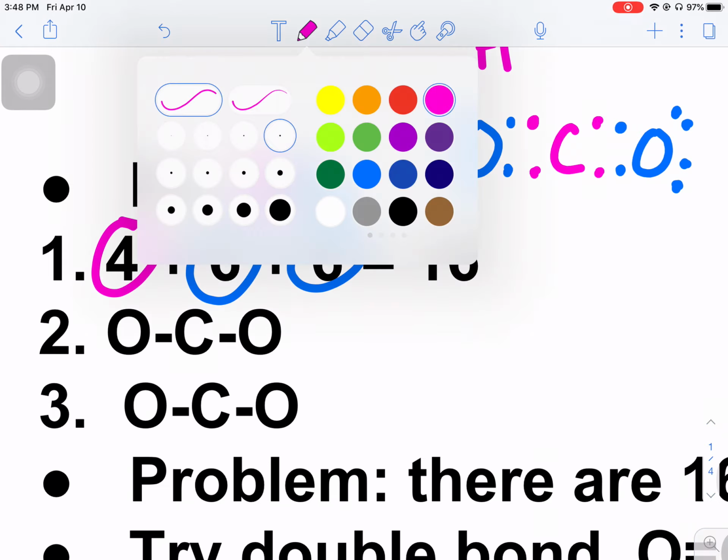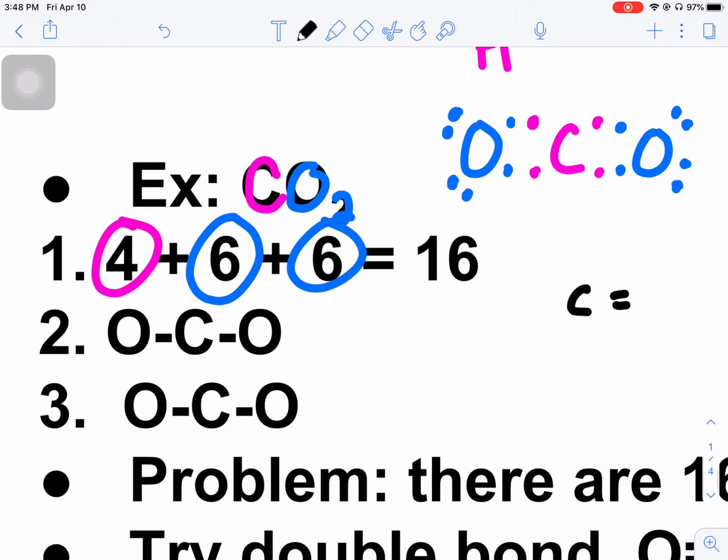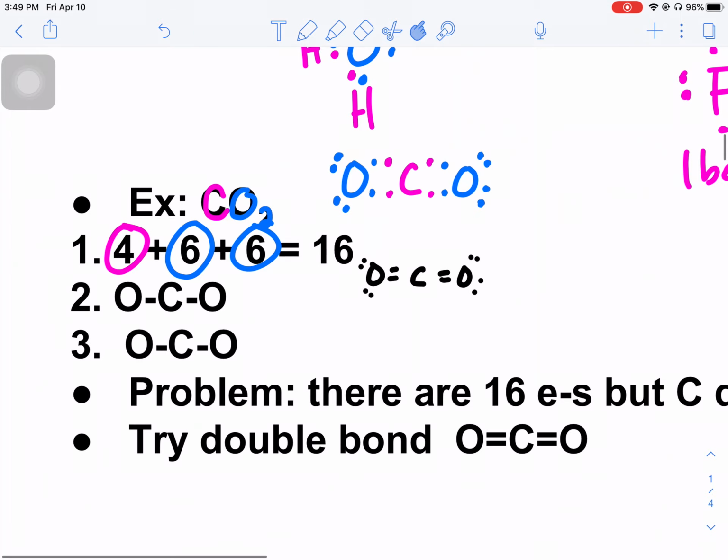So what I could do to clean things up for you guys a little bit is draw it like this. I do like you guys to show unshared pairs, especially in the beginning stages of drawing Lewis structures. And remember, a line represents two electrons. So that would be the structure for carbon dioxide. And if you count the dots, you should get up to 16. Remember, one dash represents two dots. So regardless of what structure you're looking at, you should get up to 16 dots, okay?